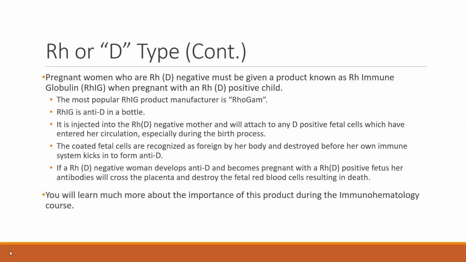And as the pregnancy progresses, the amount of anti-D grows higher and higher and higher. The first child, if this is the immunizing event, will survive, but after that, it's too late, and the antibody becomes more and more potent and pathogenic, and unless very drastic measures are taken, the fetus will die. You'll learn much more about the importance of this product, the Rh immune globulin, during the immunohematology course in the MLT program.